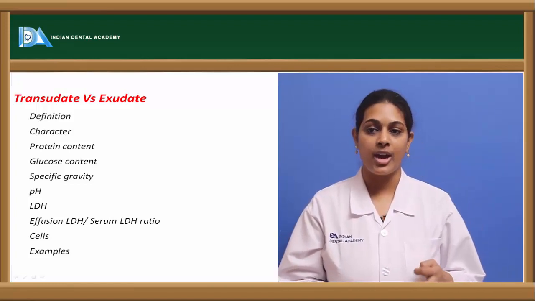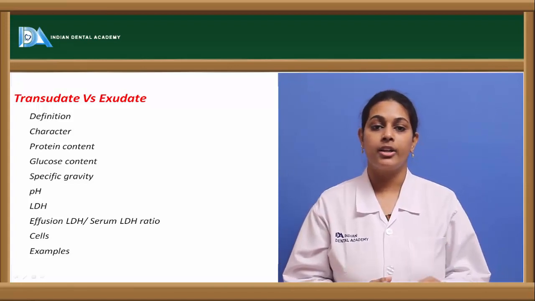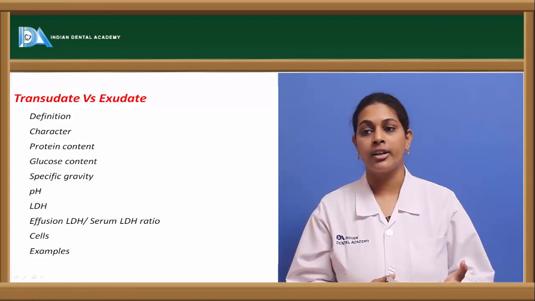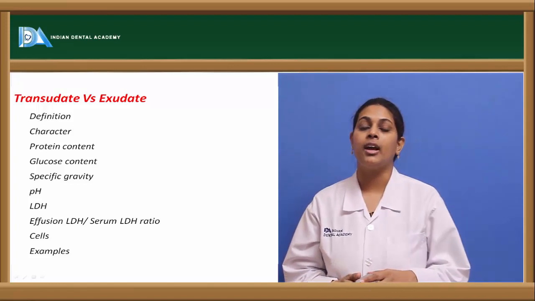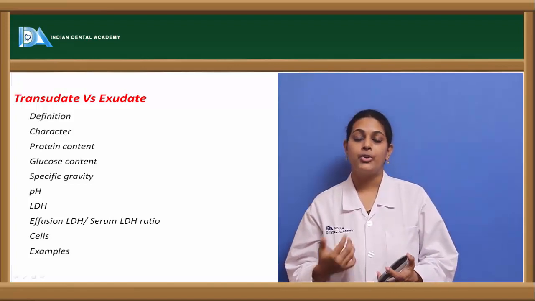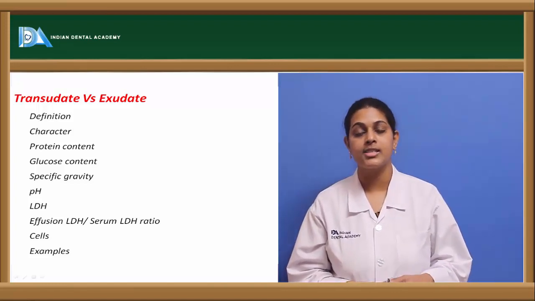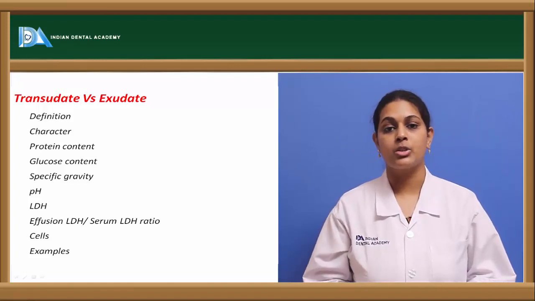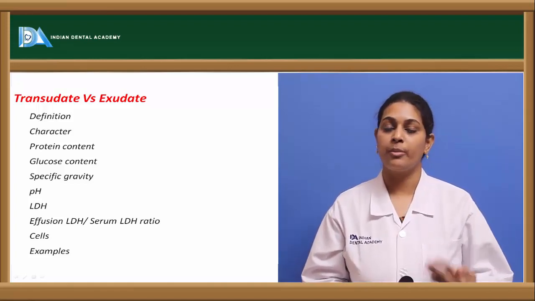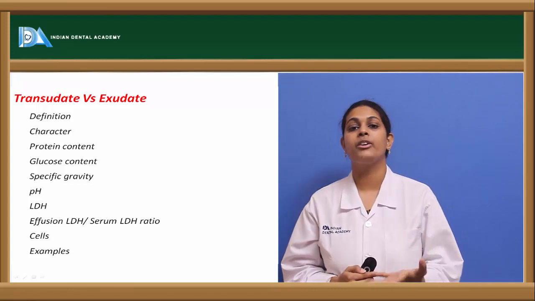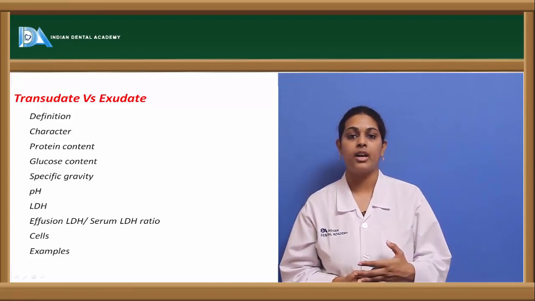Coming to the cells, transudate usually has less cellular content when compared to exudate, and among the cellular content, transudate consists of mesothelial cells as well as cellular debris, whereas exudate, as it is of inflammatory origin, also consists of inflammatory cells other than the parenchymal cells.